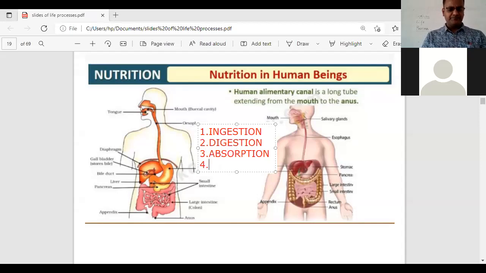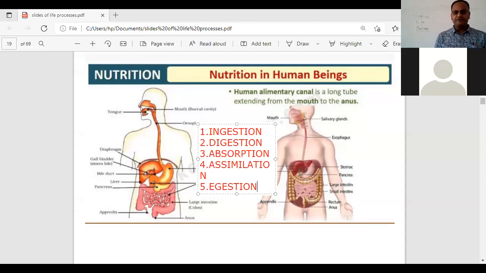Now, fourth is assimilation, and fifth step is egestion. These are the five steps of the nutrition in case of the human being.